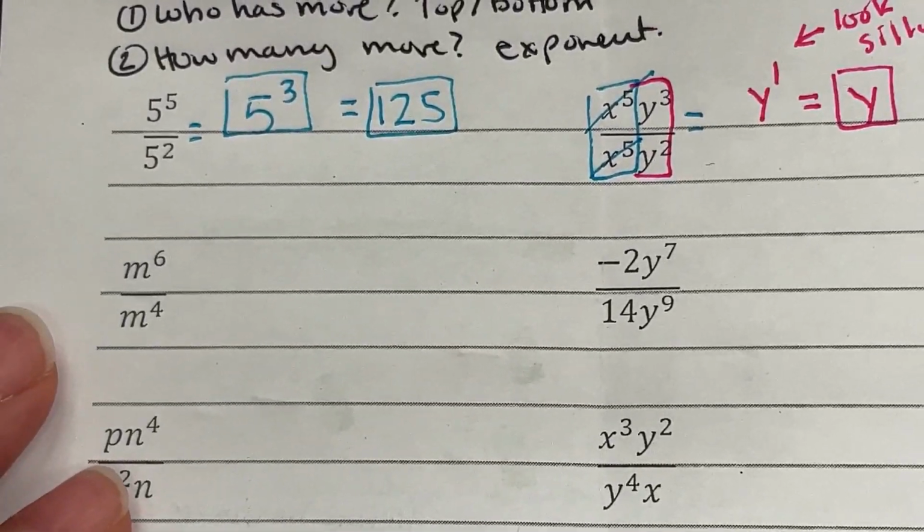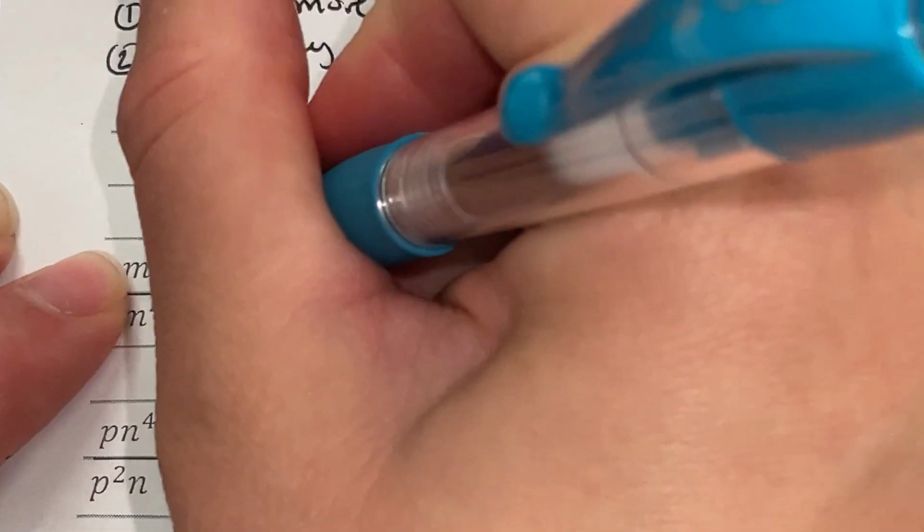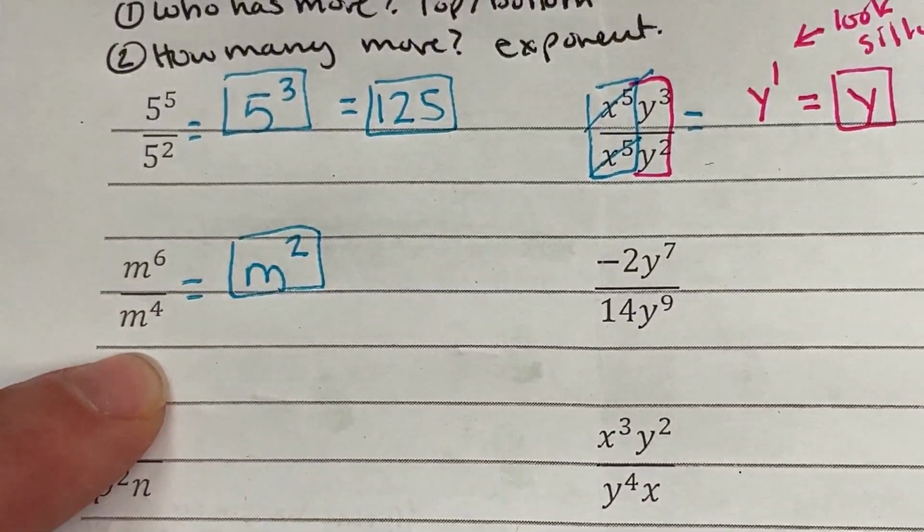All right, let's look at this one. We have bases of m. So which m has more? The m on top does, and it has 2 more, so that's my final answer. There's nothing on the bottom, right?